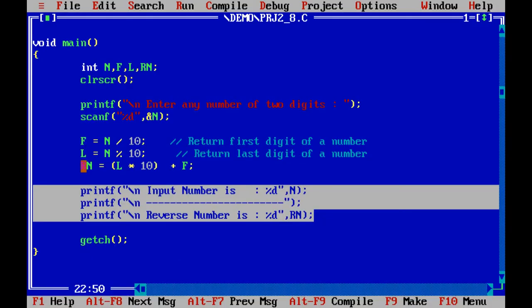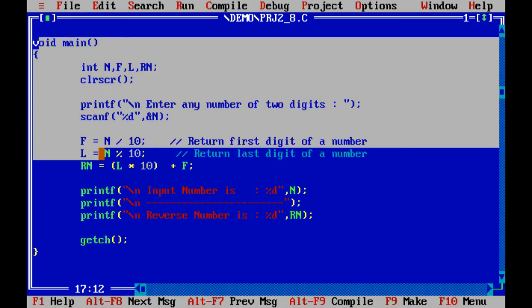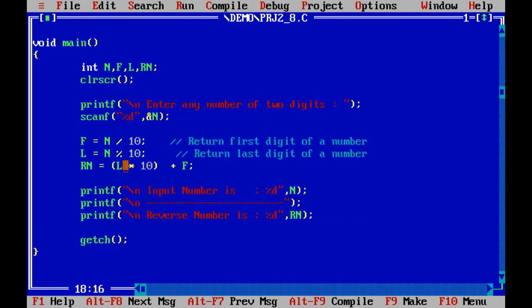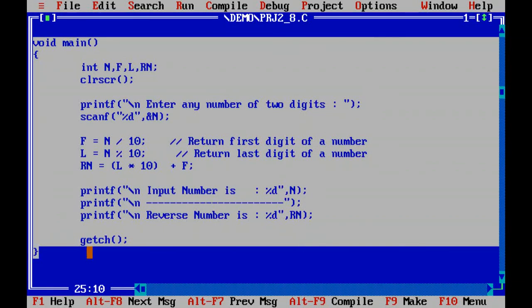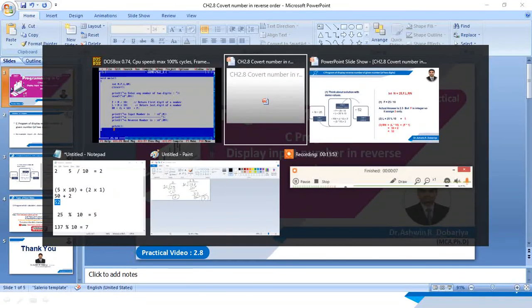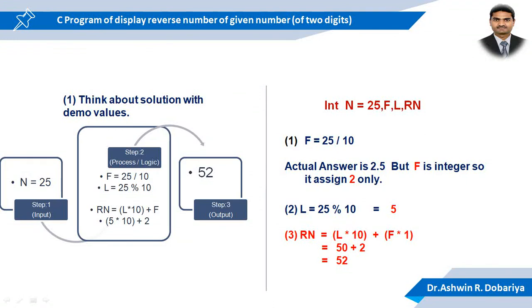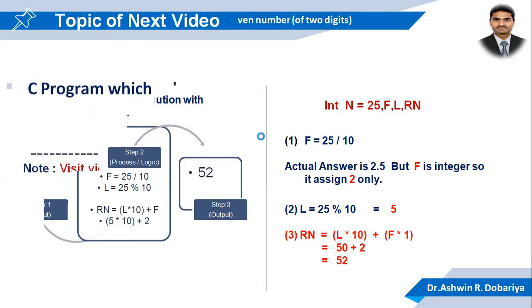I hope, friends, you understood the logic of this program. The main logic is how we can separate the first and last digit. I have also given the link to this source code in the video description, so you can download the source program and run it on your desktop or laptop PC.